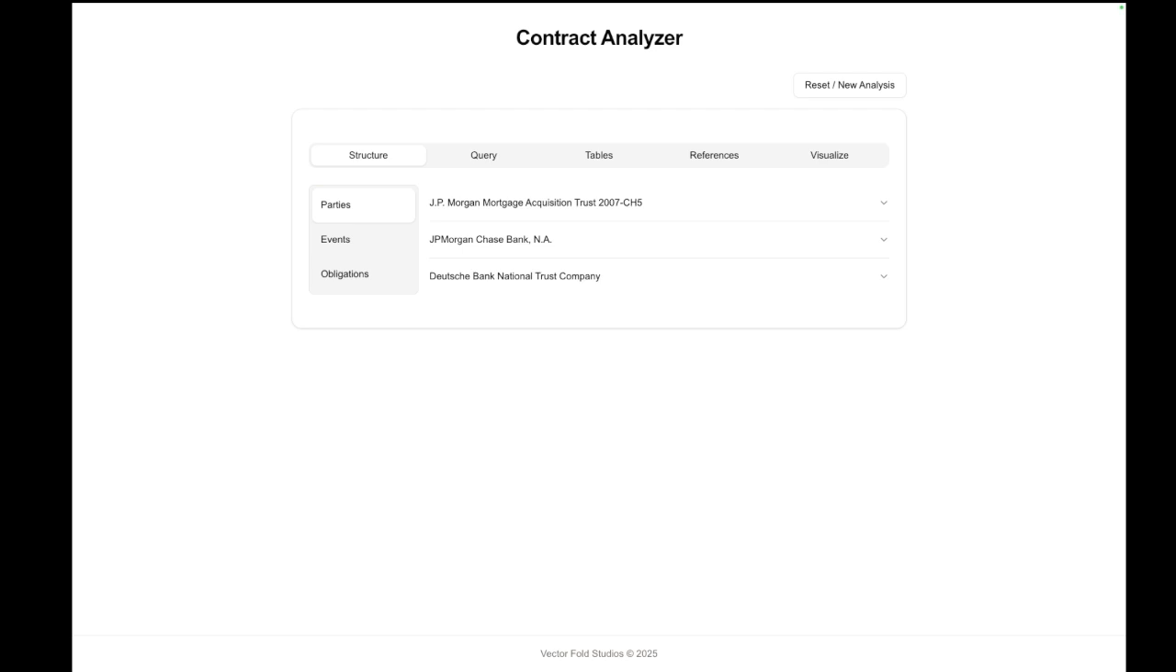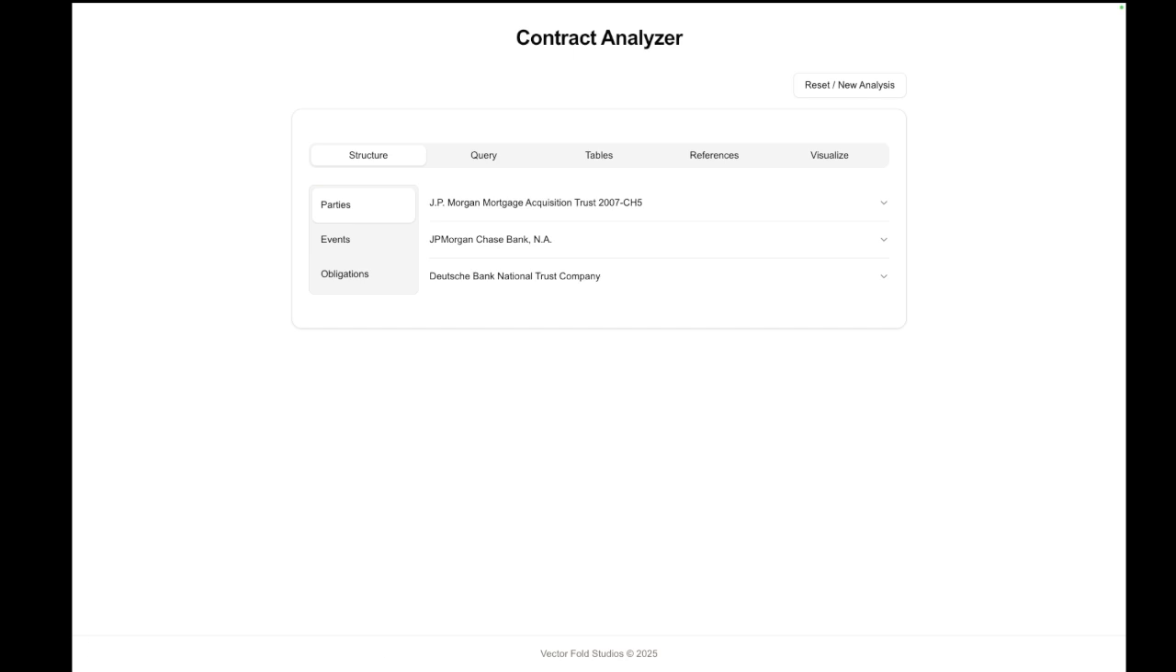So what you see right here is a tab called Structure. What has happened is we've put in an ISDA swap contract that names certain parties, which is an interest rate swap showing one party giving a fixed rate payment and the other giving a floating rate payment. Now, this page has pulled out the parties, the events, the obligations, the permissions, the prohibitions.